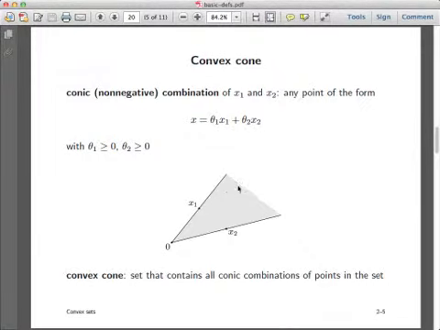So a convex cone, and this is coming up to understand multi-objective. They use some of this. This is why I have to cover this. It's not because all of a sudden I fell in love with convex. I need this to move on, to do multi-objective. Okay, so a convex cone is the set that contains all the combinations of points in the set. All right.